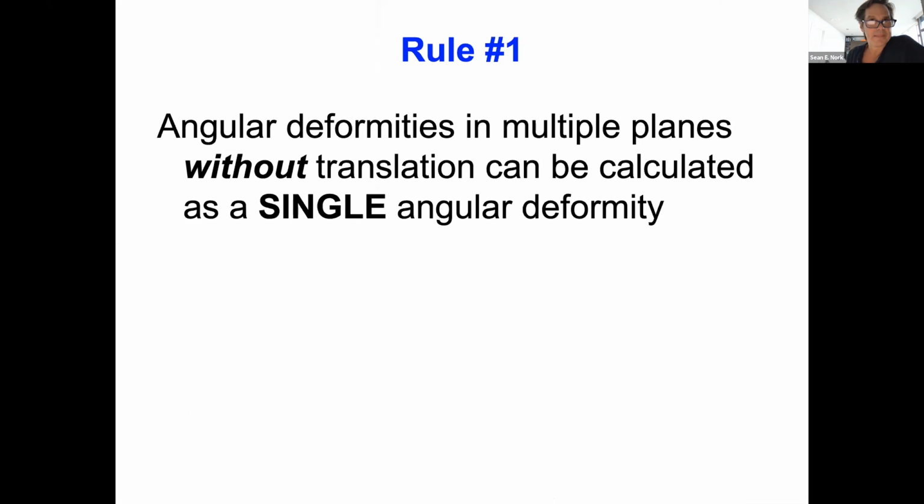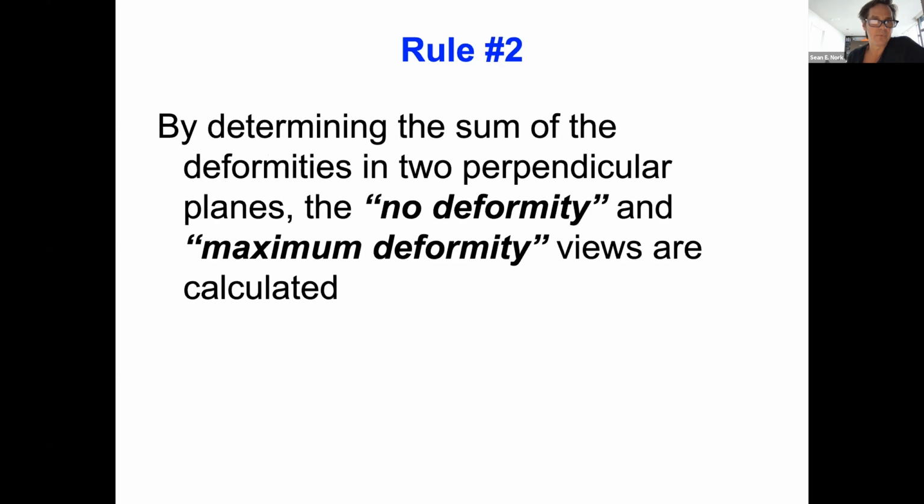So rule one, and this is consistent with what Rafi Neiman presented about 5 weeks ago: an angular deformity in multiple planes, so if you look at a deformity on an AP and a lateral radiograph, and there's angulation without translation, you can calculate that as a single angular deformity. Rafi went through that. And therefore, with that same calculation in two perpendicular planes, you can identify a no-deformity and a maximum deformity view.